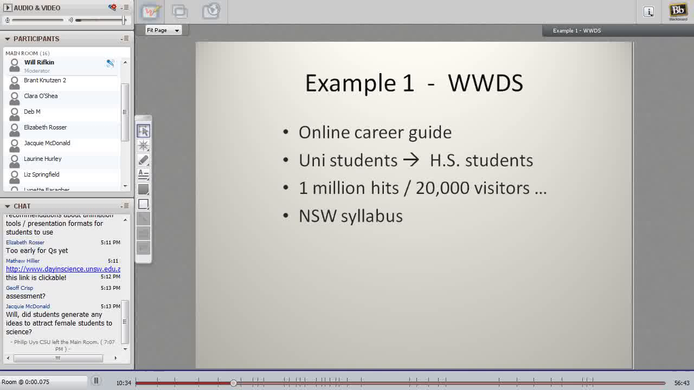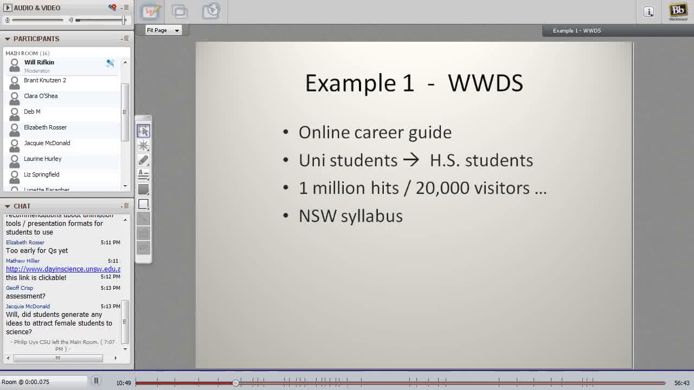So yes, there was some material that would interest female students, but the strategy of the whole assignment was meant to be that sort of thing. So back to the slide, as you'll see, uni student product for high school students.